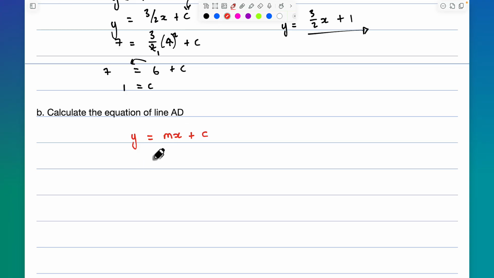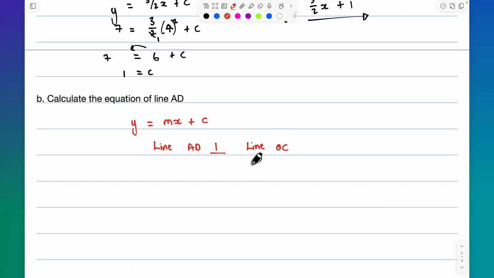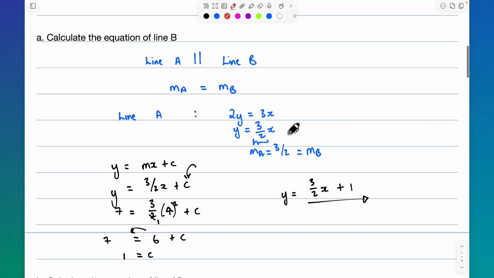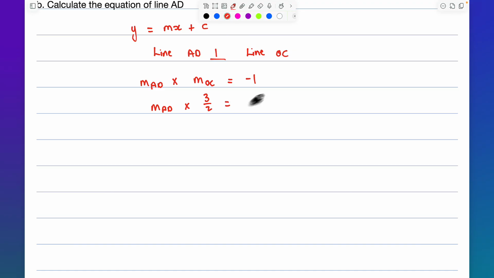Maybe let's start by doing this. Line AD is perpendicular. So this is my signature for being perpendicular. Is perpendicular to line OC. This means that the gradient of AD multiplied by the gradient of OC should give us -1. Remember, this is the rule that we use for perpendicular lines. Okay. So what is that gradient, right? So the gradient of AD, which we're trying to find, multiplied by the gradient of OC, which we know is 3 over 2 from the last question. So multiply by 3 over 2, that's equal to -1.